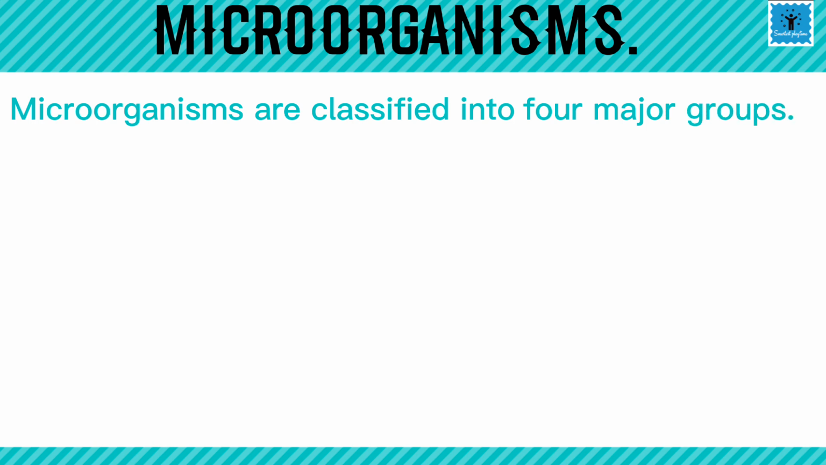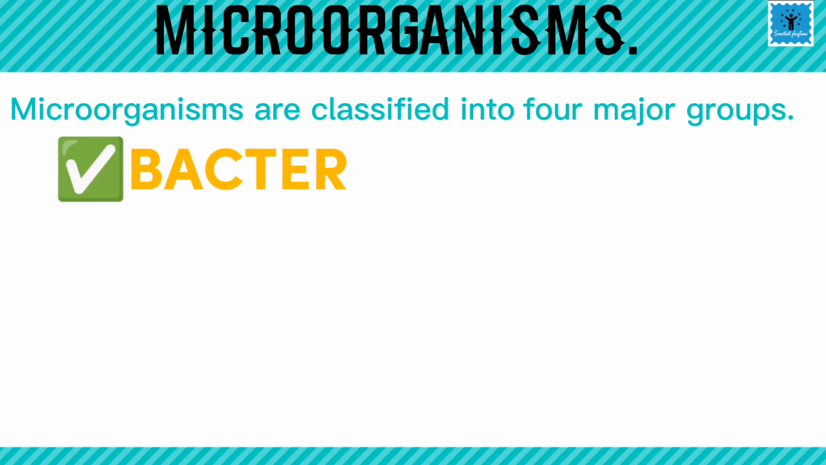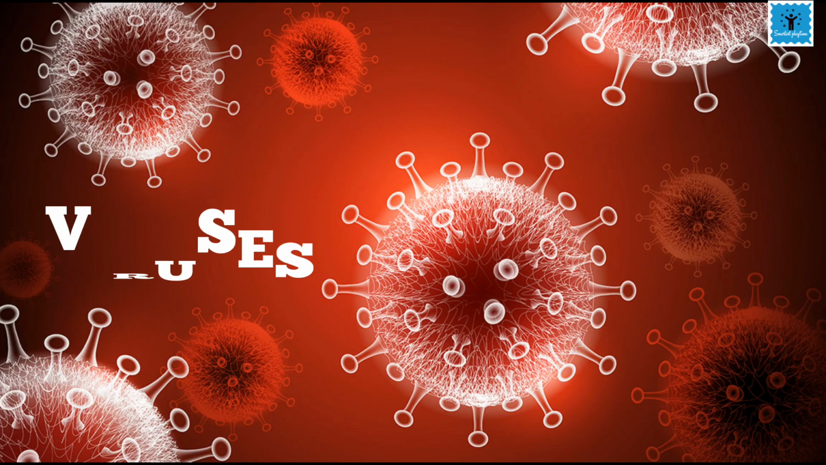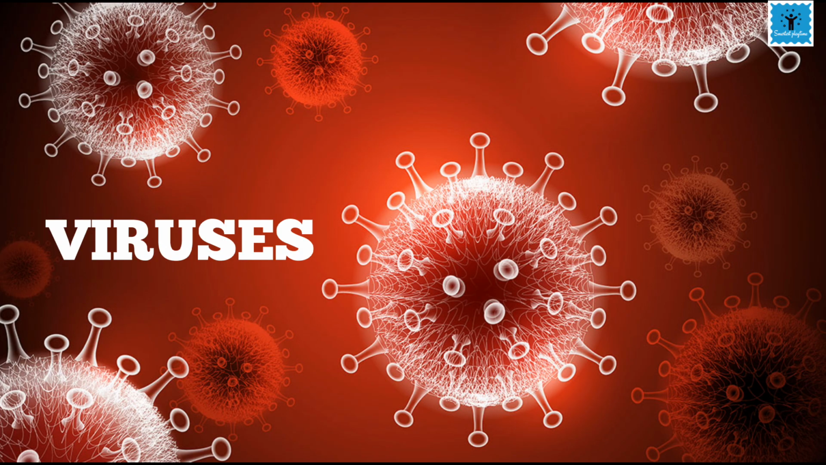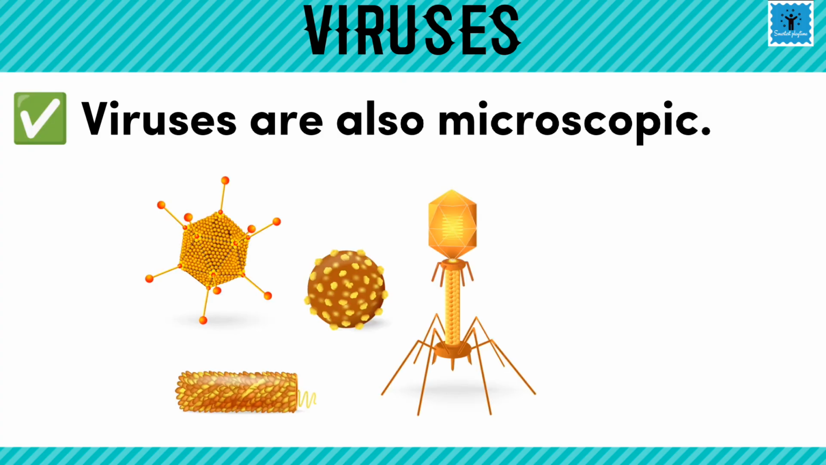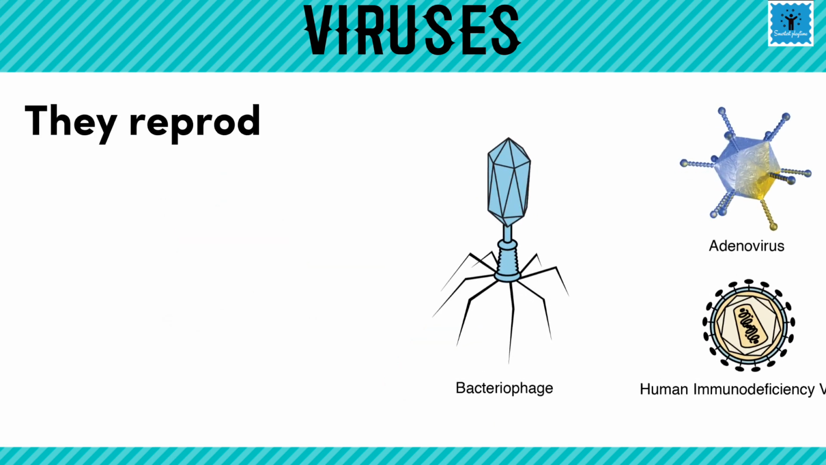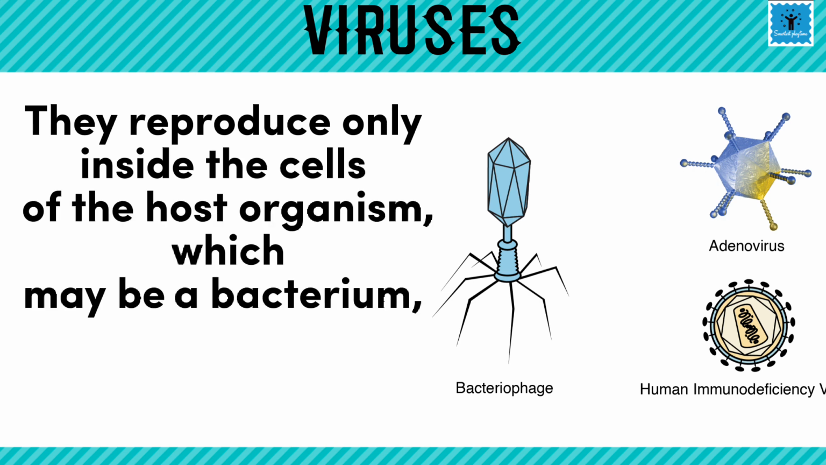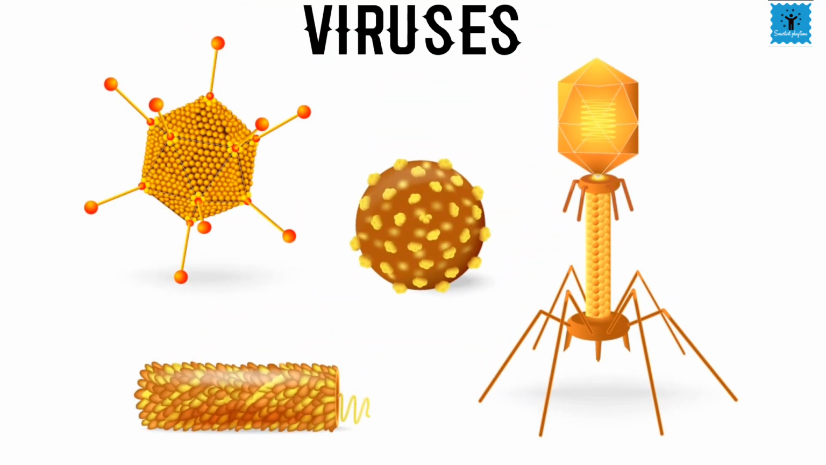Microorganisms are classified into 4 major groups. These groups are bacteria, fungi, protozoa, and algae. Other than these 4 categories, viruses are also microscopic but are different from other microorganisms because they reproduce only inside the cells of the host organisms. And the host may be a bacterium, plant, or animal. They are a connection between living and the non-living.